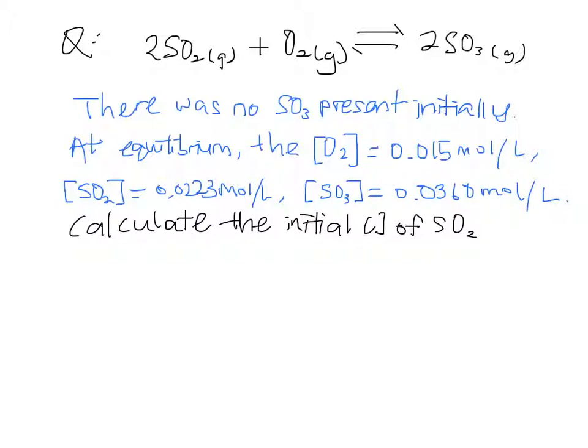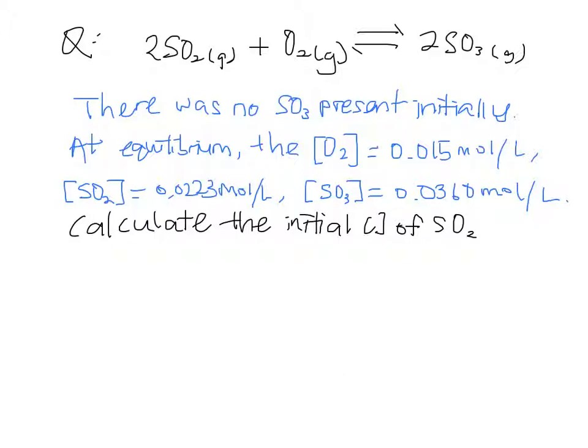We shall now try this question before we end the video. Given the reaction where sulfur dioxide reacts with oxygen producing sulfur trioxide, the question says there was no sulfur trioxide present initially, meaning there are no products initially. But at equilibrium, the concentration of oxygen, sulfur dioxide and sulfur trioxide are given, and you are supposed to calculate the initial concentration of sulfur dioxide.